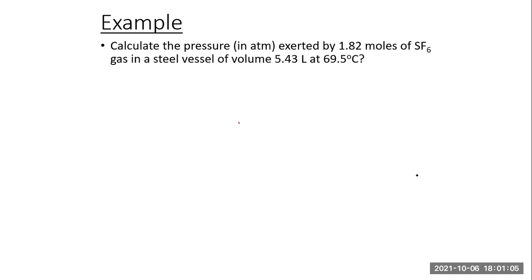Okay, let's take a look here and see how to approach this. So we really do want to approach this one like what we approached everything else. And again, I would recommend just pulling out the information. So obviously here we are looking for a pressure. They do give us moles, which is n. We do have a volume, which is 5.43 liters. And we also have a temperature that's 69.5 degrees Celsius.